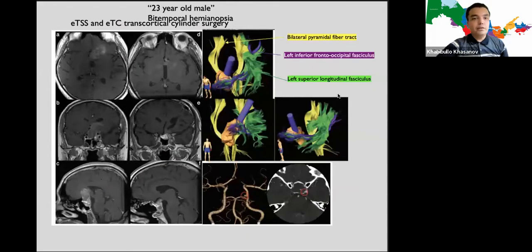And this is the second case, a 23-year-old male. In this case, we performed a combined approach as well. This patient had a bitemporal hemianopsia and presented at Nagoya University Hospital. Before this, the patient was attempted to be treated by endoscopic endonasal surgery at one of the prefectural hospitals in Japan. During intraoperative removal, the surgeon found that the tumor was of firm and fibrous consistency, so it was difficult to remove it completely by endoscopic endonasal surgery alone.